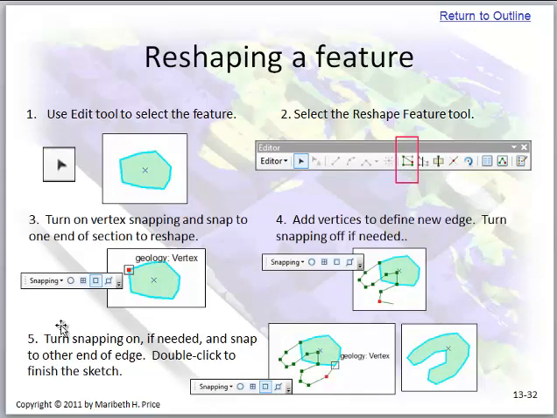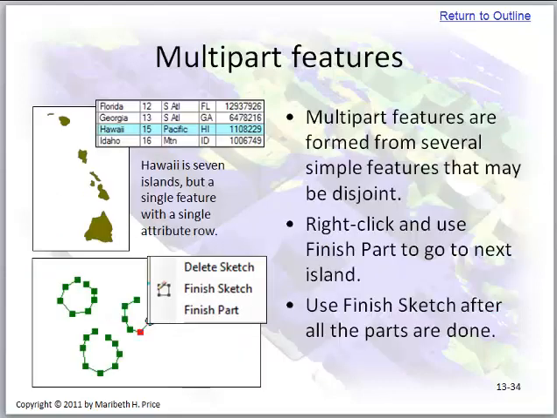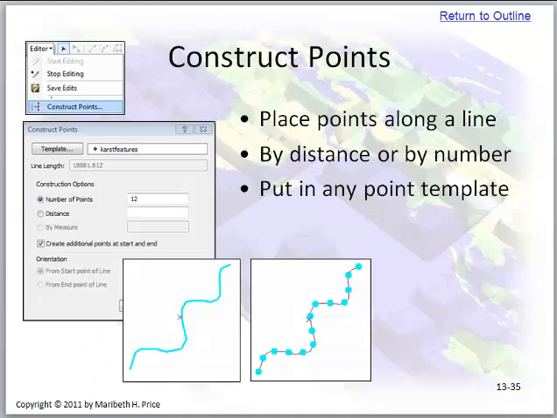Here's some reshaping. You may come back to this if you need to. Flipping lines, going from one direction to another. This is especially important with streams. You don't want them flowing uphill. Multi-part features. There we have a Y with it's one feature, but there's multi-parts. Constructing points for placing points along a line. This is how you would do that.